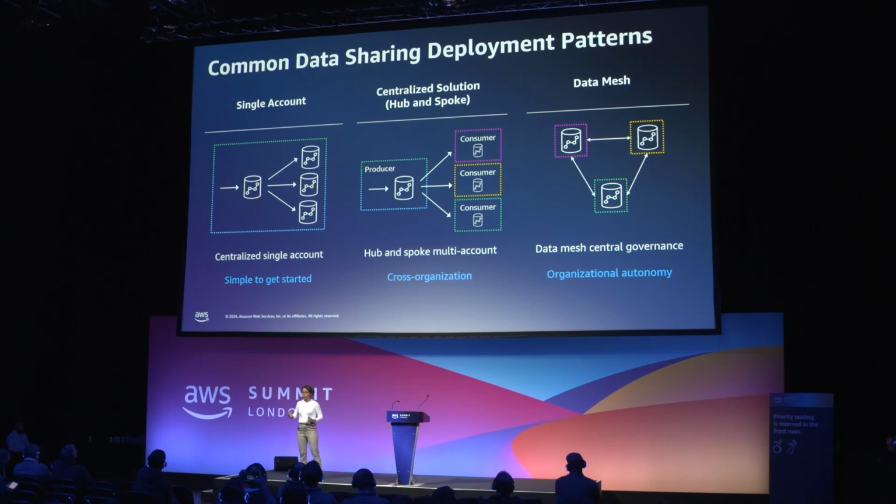Redshift separates compute and storage. This enables you to share data across data warehouses in a single AWS account, or across AWS accounts, or even across AWS regions. This enables you to implement multiple architecture patterns, including hub and spoke, as well as data mesh architecture.